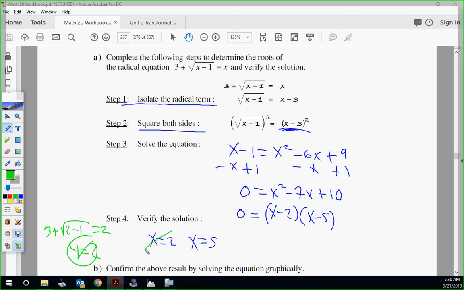Okay, if we try 5, put 5 minus 1 in, we get 3 plus the square root of 5 minus 1, which is 4, equals 5. The square root of 4 is 2. 3 plus 2 is 5. So this side is good. So this one is a solution. And that's why we have to verify these. It's not just to show your work. You need to verify they're actual solutions.